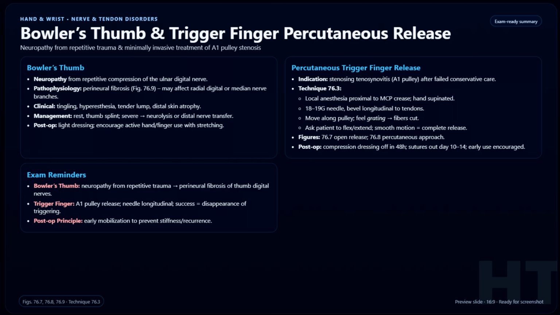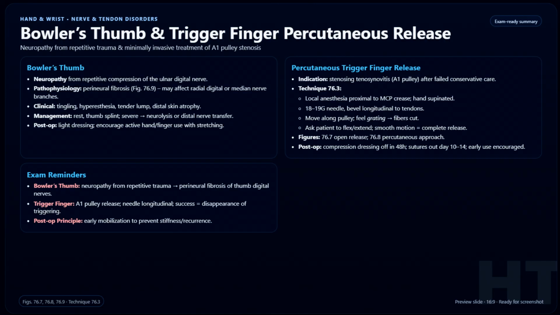Postoperative care. Postoperative recommendations are simple but effective. Cover the needle entry site or incision with a light, non-restrictive dressing. Encourage active hand and finger use with stretching exercises as tolerated. The goal is to promote early mobility while protecting the surgical site.